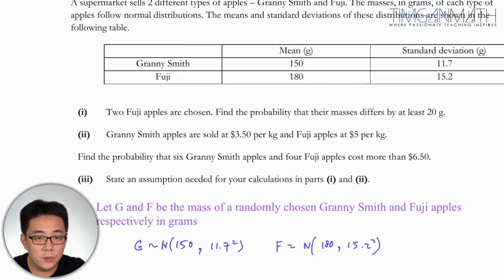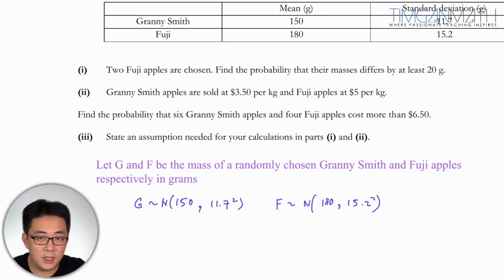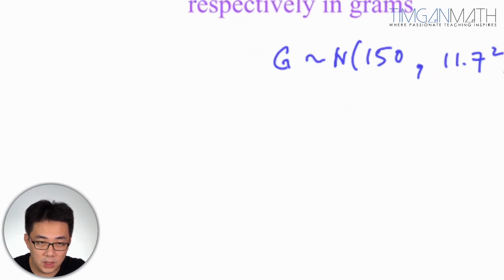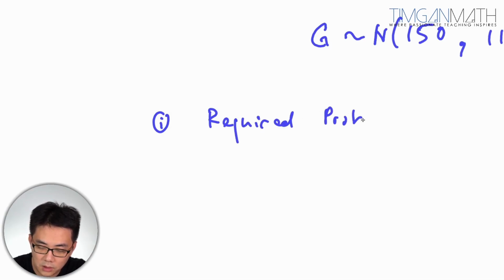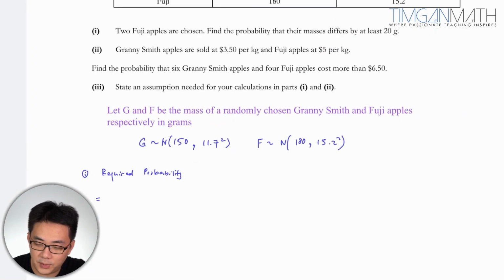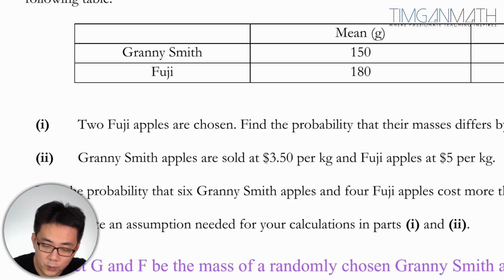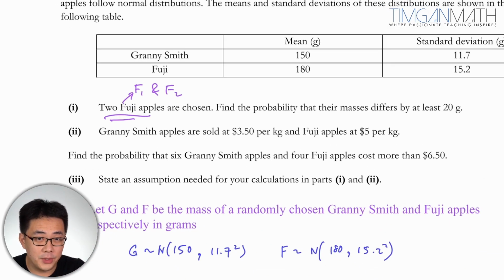So part 1: two Fuji apples are chosen, find the probability that their masses differ by at least 20 grams. So this is the first part. The required probability. This is very important. You are looking at two Fuji apples, right? So if two Fuji apples are chosen, it means two apples are involved, so it's F1 and F2. That is very important. Now find the probability that their masses differ by at least 20 grams.